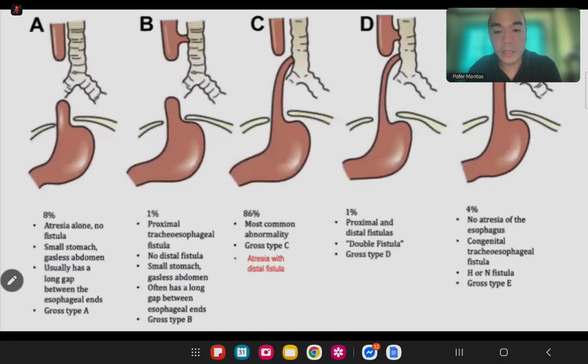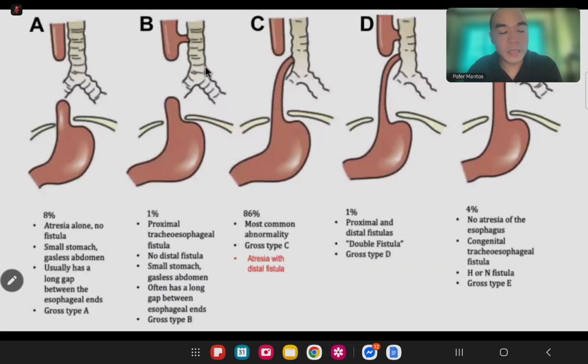Anyway, so these are the types of esophageal atresia, types A to E. Take note of the most common one, which is type C, wherein there is the presence of esophageal atresia with a distal TEF, the trachea connecting with the distal part of the esophagus. Type A has 8% prevalence. There is only atresia, so this is the isolated esophageal atresia.